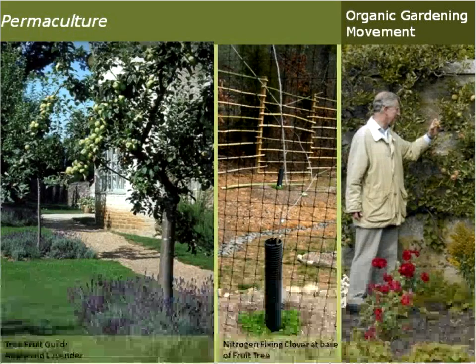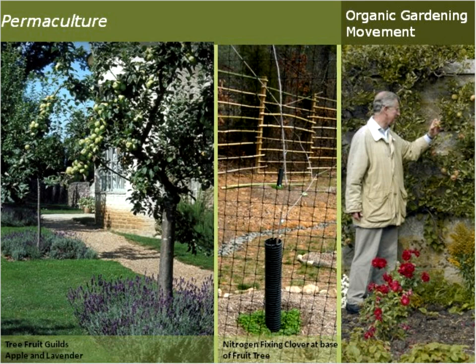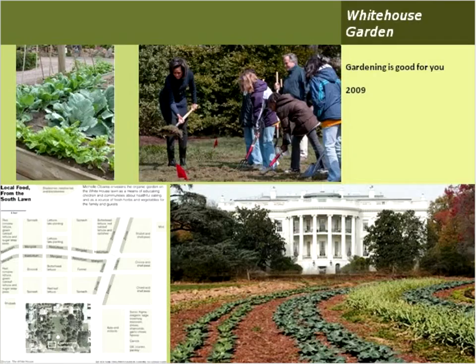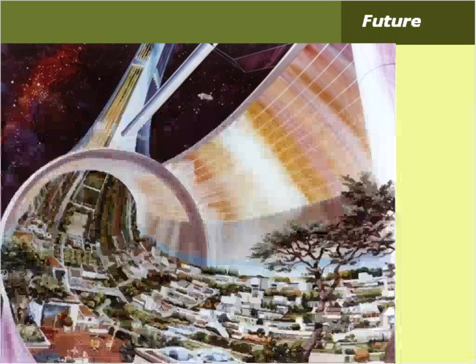Quickly moving to some more current trends in edible landscapes, permaculture, the organic gardening movement, and here you see some images of the tree fruit guilds, the combination of the fruit trees and either clover for nitrogen fixing or lavender to help hold moisture. And there's Prince Charles, who's also known for his organic movement. To our White House, very exciting opportunity for edible landscapes to be featured in our main residence. Very exciting to see that, and promoting the idea that gardening is good for you.